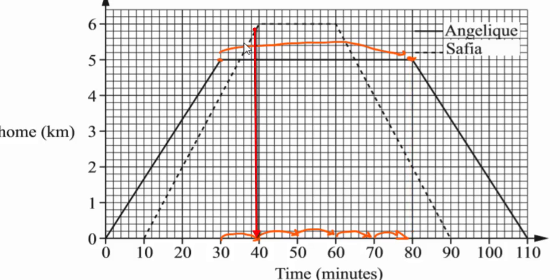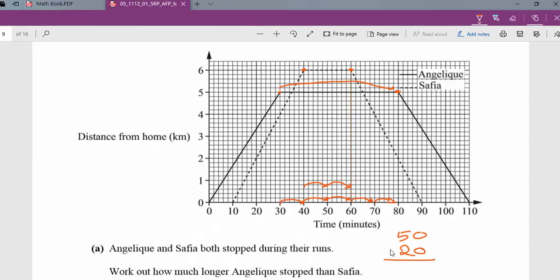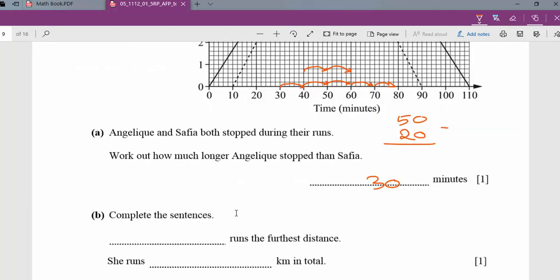and Safia she stopped here. So she stopped from here to there. So it is from this line 10 minutes, 20 minutes. Safia stopped 20 minutes. So how much more Angelica stopped than Safia? 30 minutes. Complete the sentences.